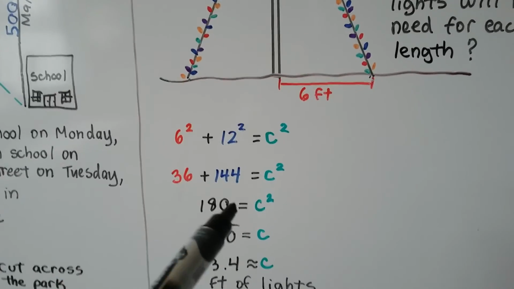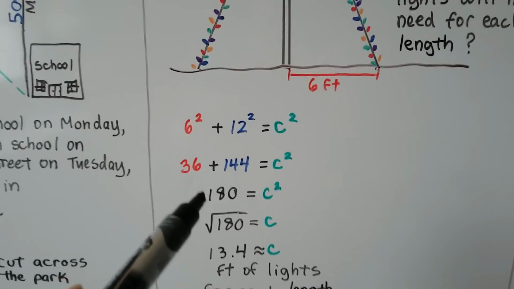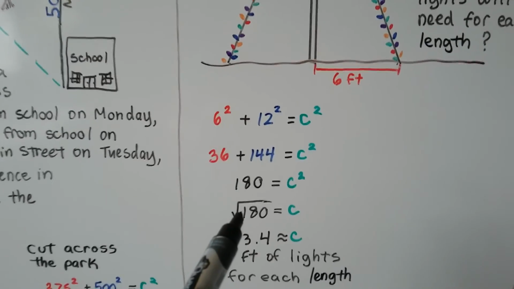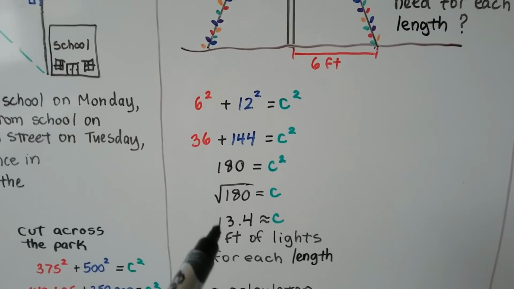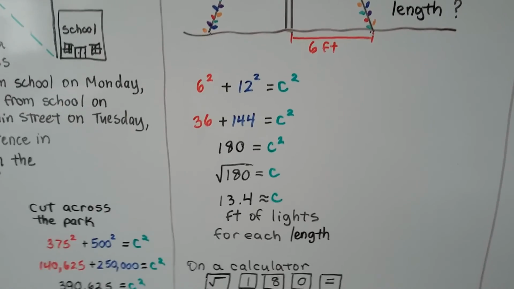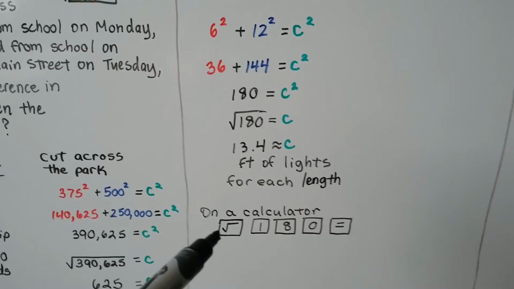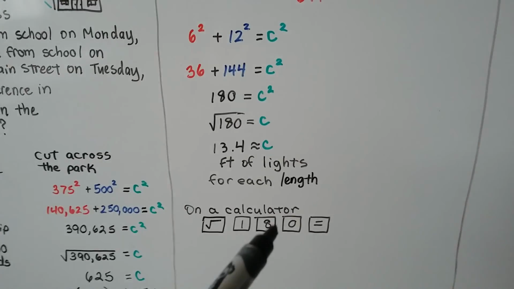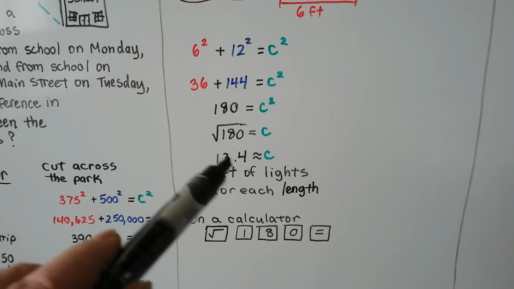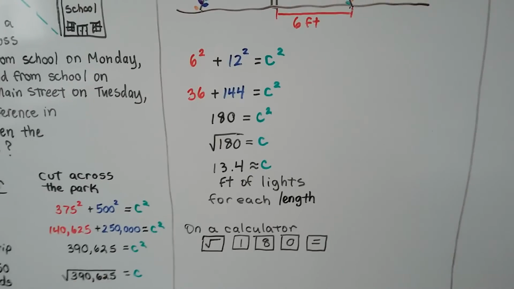We add them together and we get 180. We remove this little 2 exponent from the c by putting a radical sign around the 180 and finding its square root, and we get approximately 13.4 feet of lights for each length. On the calculator, you just put in the square root symbol, then the 1, the 8, the 0, and the equal, and then it'll give you that approximation. It came out a little bit longer. I just rounded it off.